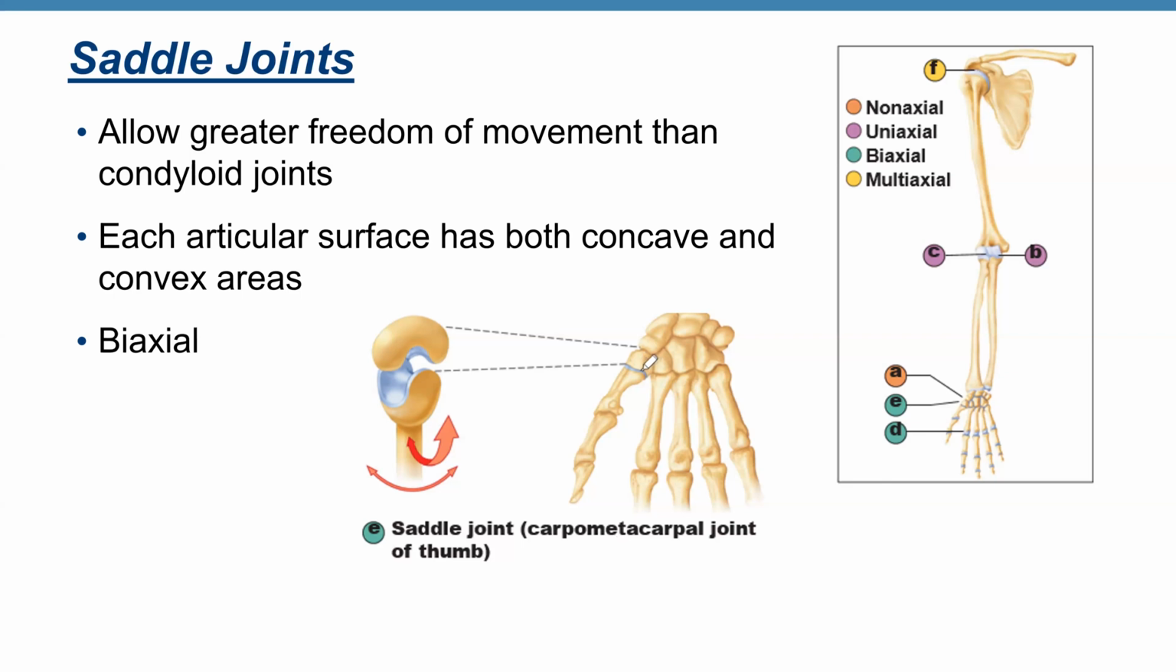So we have the carpal bone, right? And the metacarpal bone of your thumb. And if you look at your thumb, you can see it has more movement compared to any of your other fingers, right? So you can flex, you can extend, you can adduct, abduct, you can circumduct, not rotate. It doesn't allow for rotation, but it allows you circumduction. And you can also do opposition, right? So that's the saddle joint.